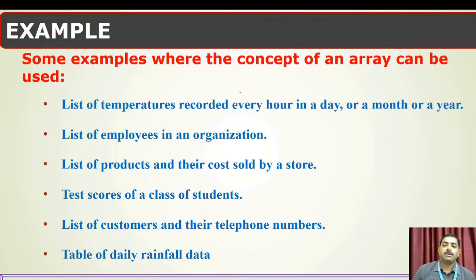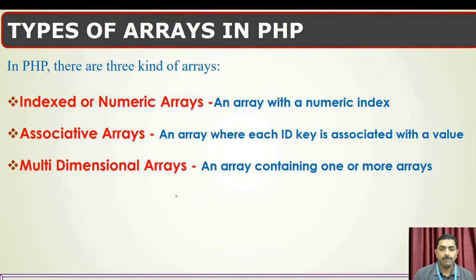Some examples where the concept of array can be implemented: a list of temperatures recorded every hour, a list of employees in an organization, a list of products and their cost sold by a store, test scores of a class of students, a list of customers and their telephone numbers, a table of daily rainfall data.